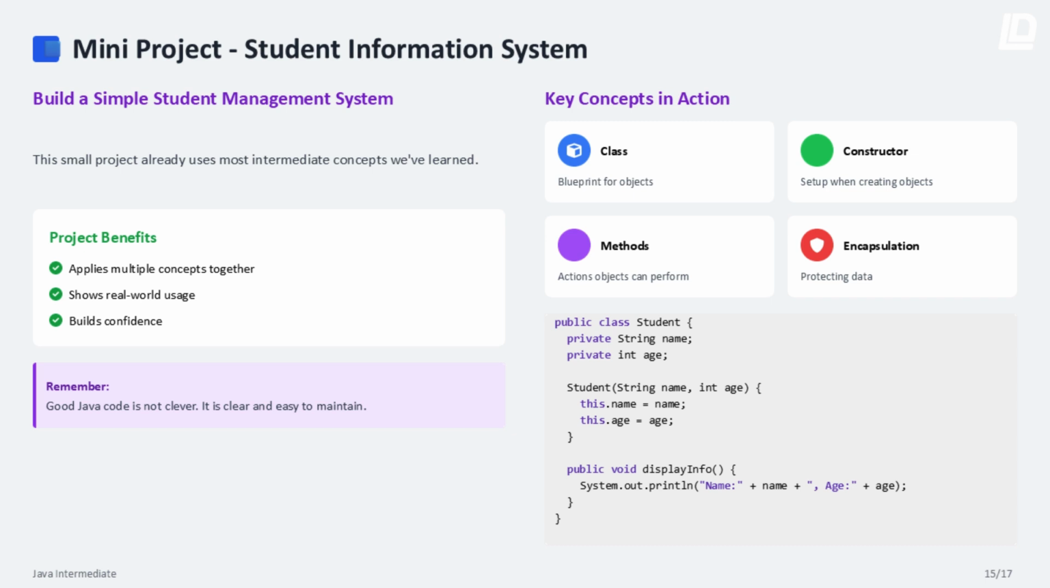This mini project proves that you can combine classes, constructors, methods, and encapsulation in one working program. If your code runs and follows the instructions, you are already thinking like an intermediate Java programmer. Remember, good Java code is not complex. It is clear, structured, and easy to maintain. Complete the task, run your program, and share your result.